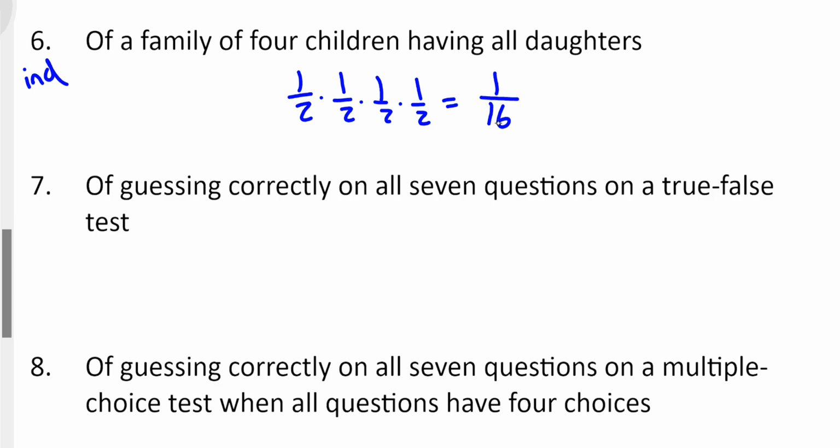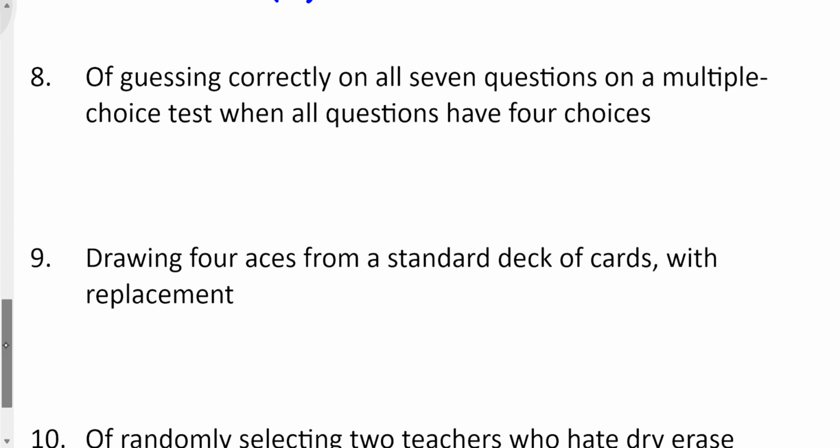How about of guessing correctly on all 7 questions on a true-false test? Does it affect if you have one correct or not? No. These are independent as well. But I want to do this one because it's written slightly different. If you have 1/2 chance every time, you can multiply that 7 times, but you can also just write that as to the 7th power. So you don't have to write so much.